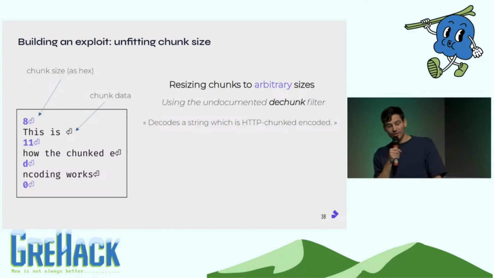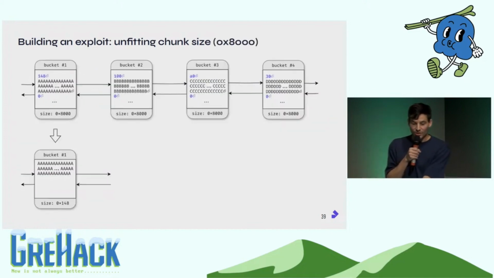As you can see here, the example will first read 8, which indicates that it will send 8 more bytes. Then it sends the 8 bytes. Then it sends 11, which indicates 17 more bytes because it's in hexadecimal, and it reads 17 more bytes, etc. And then it reads at the very end 0, which indicates the end of the stream. So now we have an easy way to resize our buckets, right? Like in bucket 1, if we wanted to have a size of 148, we write 148, new line, our data, new line, and then 0 to end the stream.